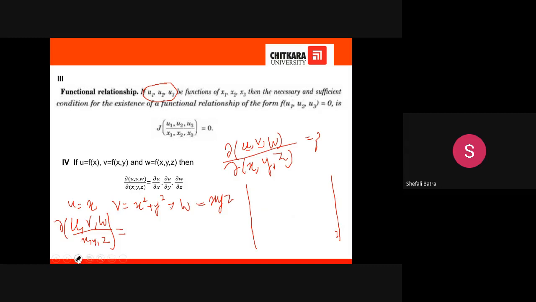So in place of ∂u/∂x, it would be 1, then 0, and then 0. For v, ∂v/∂x is 2x, ∂v/∂y is 2y, and that is 0. And here, yz with respect to x is xz, and then here xy. Right? So when you solve it, directly you can write 1 into 2y into xy. So that would be your answer. Right? So if you have a function in this form, you can directly write this answer.